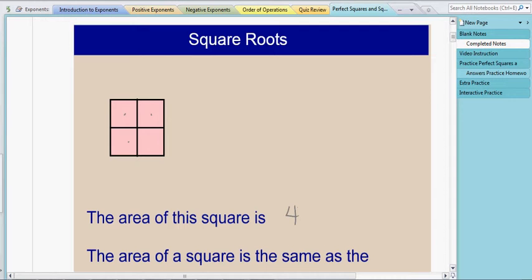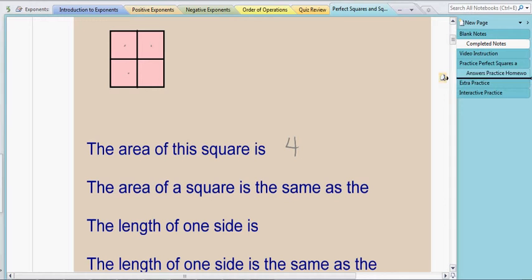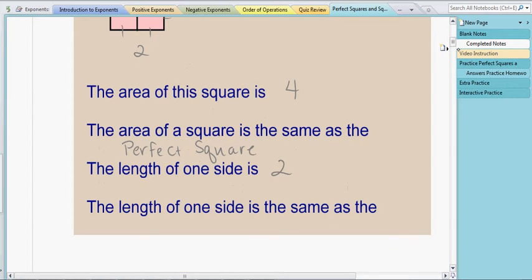The area of a square is the same as what's called the perfect square. The length of one side, what do you think the length of one side of the square is? It's 1, 2, right? So the length of each side of our square is 2. We know that squares have all sides congruent. So the length of one side is 2. And the length of one side is also referred to as the square root, or the root of the square.